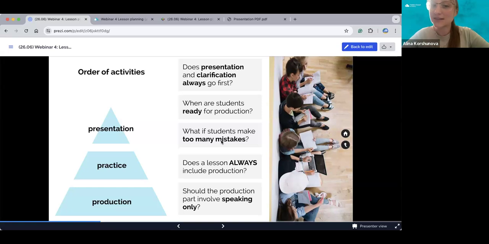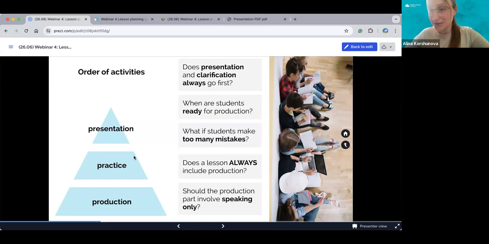Does presentation and clarification always go first? I've already answered this question, but let me answer it again. It depends on the framework that you choose. It shouldn't be a rule for you that I first clarify the language and then I give my students practice. No, again, try to vary it. Use various approaches. Give your students practice.